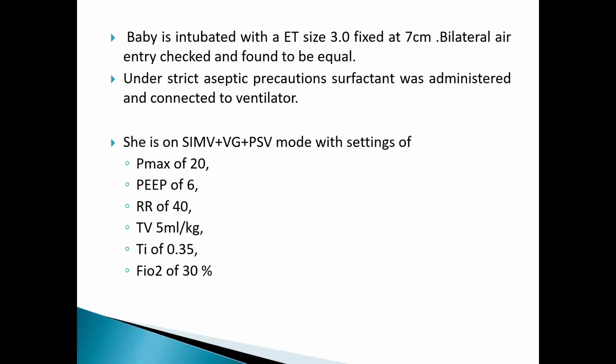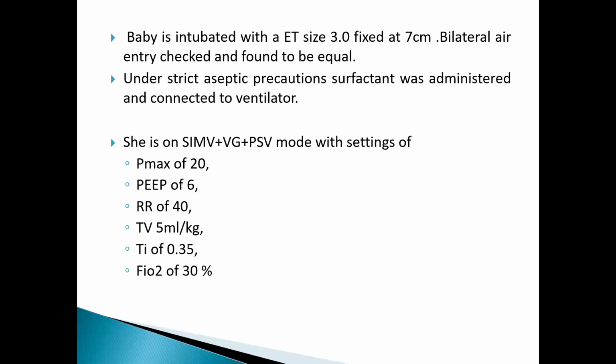Baby was on CPAP for 4 hours of life. After that, due to increased respiratory distress and an increased SAS score of 7/10, as the baby was going into respiratory failure, the baby was intubated with an ET tube of size 3 and fixed at 7 centimeters. Bilateral air entry was checked and found to be equal.